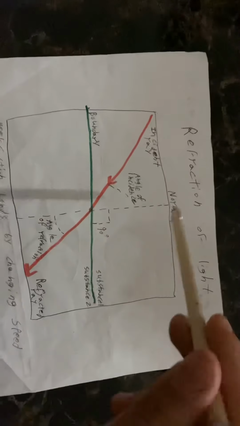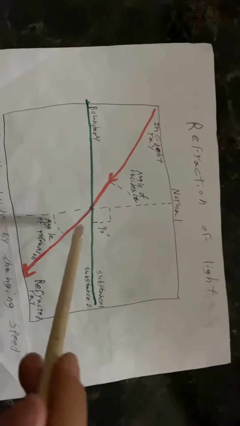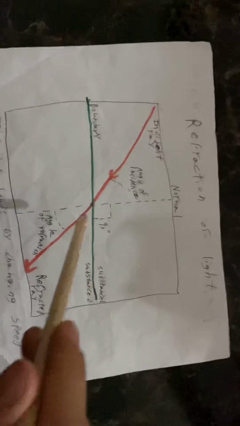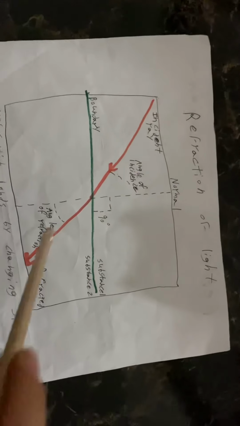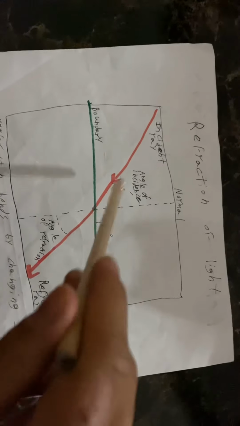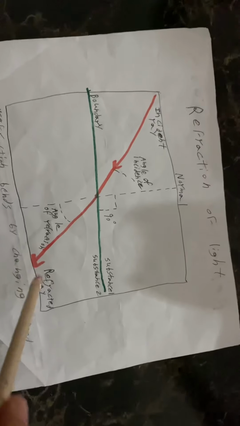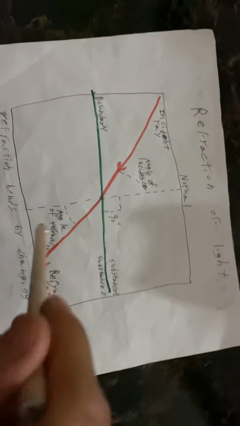This is the normal, and this is the 90 degree angle. And this is the incident ray. This is the incident ray, and this is the angle of reflection right over here. It bends over here. This is the reflected ray. This is the angle of the reflection of it. And this is the boundary. Right here, that line is the boundary.